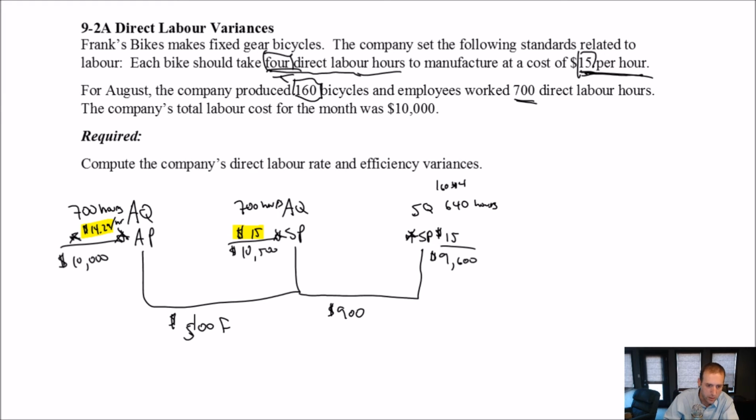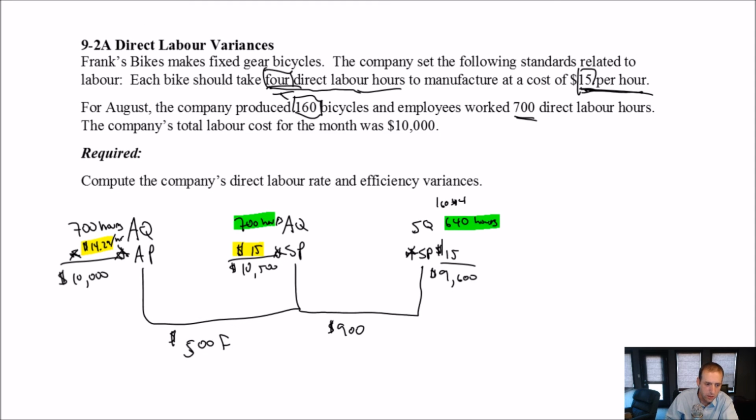Well, let's look at what's different between the two. And in this case, it's not the $15. No, it's the hours. 700 hours versus 640 hours. So let's think about what it means. My employees worked 700 hours. They ought to have worked 640. If we had 160 bicycles to make, it should have taken them 640 hours. It took too long. They were inefficient. This is an unfavorable variance.